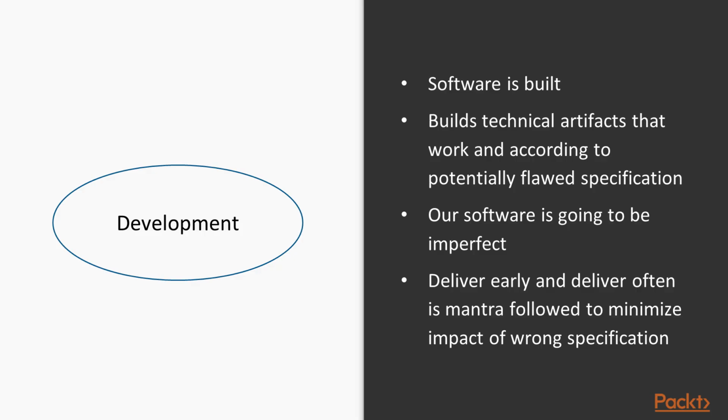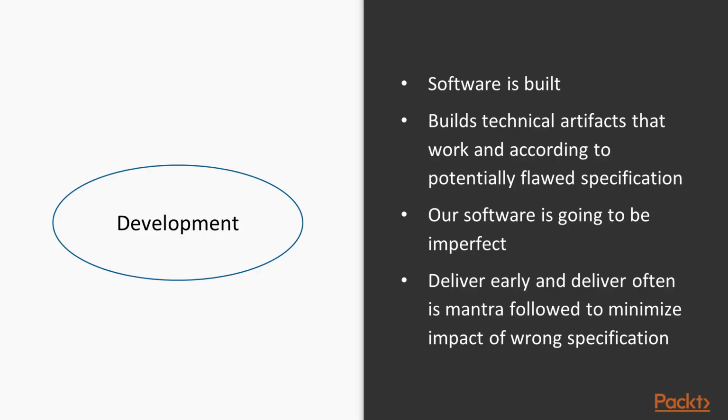As the name suggests, this is where the software is built. This is what developers do well. It builds technical artifacts that work and work well according to a potentially flawed specification. This is where we need to be clever. No matter what we do, our software is going to be imperfect, and we need to plan accordingly.